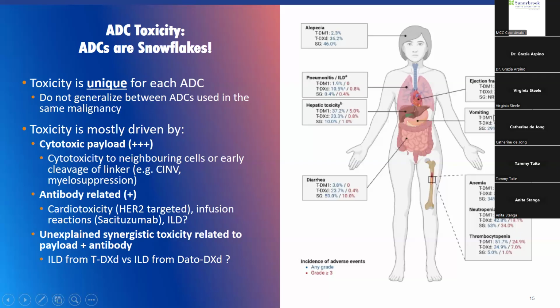And this is a summary on your left of the most frequent side effects we are observing with the ADCs we currently use in the clinic, mainly T-DXd and sacituzumab govitecan. Alopecia and GI toxicity are probably the most frequent adverse events we observe. Then we have hematologic toxicity and specific toxicities like lung disease or hepatic disease.